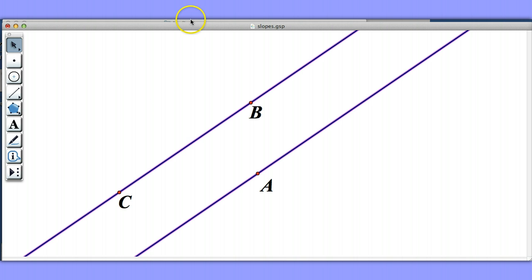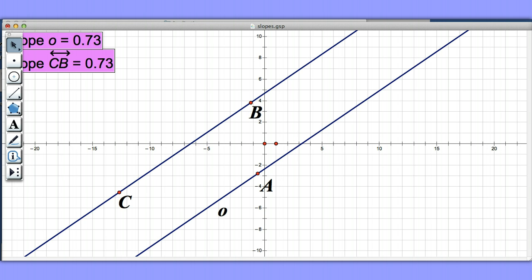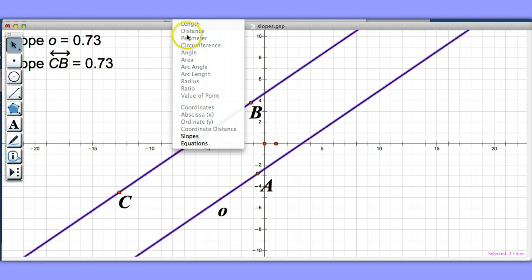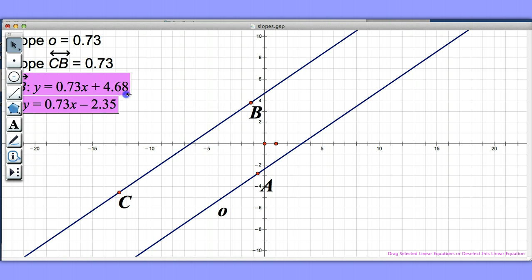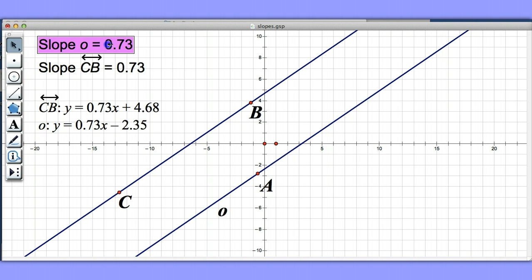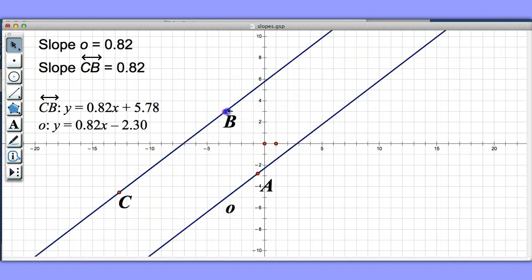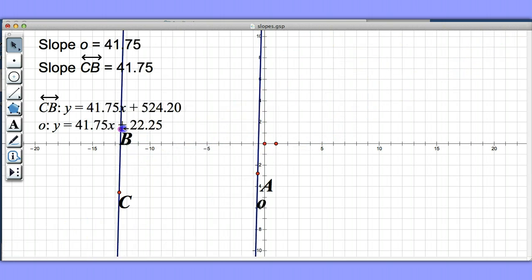And now I'm going to calculate the slopes of those parallel lines. I'm going to go to Measure, Slopes. Notice if I actually wanted to, I could have also created the equations for those lines and said measure equation. So we have line O and we have line CB, and it appears that their slopes are the same. Parallel lines have the same slope.